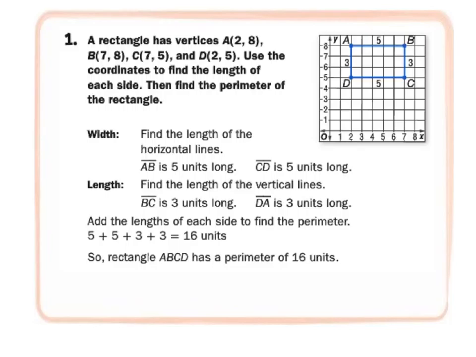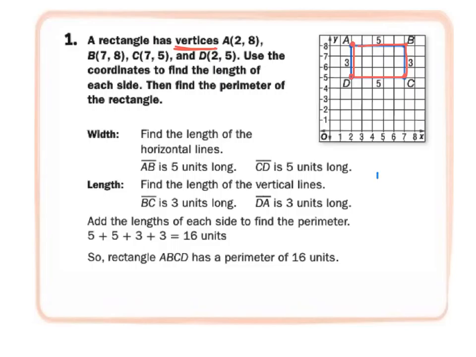Okay, here's an example of what a problem would be. A rectangle has vertices. Remember, vertices are just points. A, which is 2, 8. So right here you see A on the coordinate plane, then B at 7, 8, C at 7, 5, and D at 2, 5. Okay, and then they connected those points, or those vertices, and it makes the shape of a rectangle. It says then to find the length of each side. Well, in this example, it tells us the length, but I'm going to walk you through it.